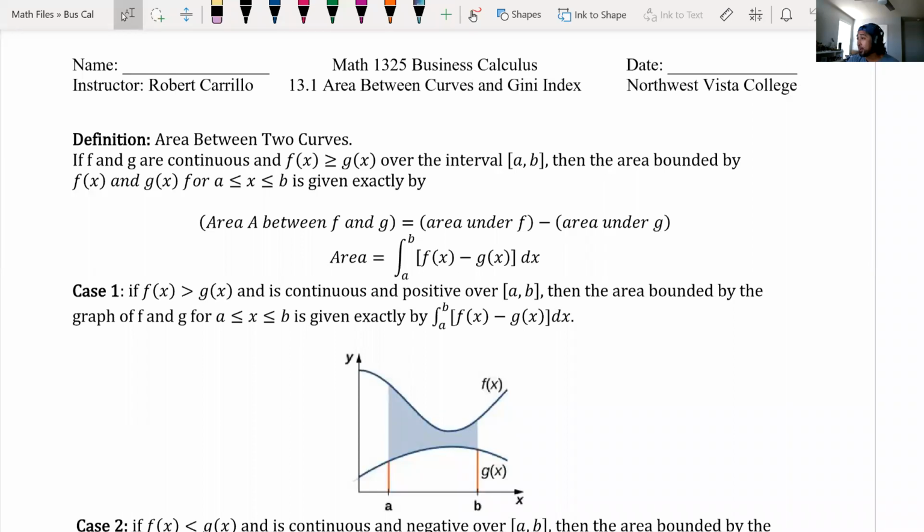We are finding the area between two curves today. So the first page is all definition on what we're going to do.